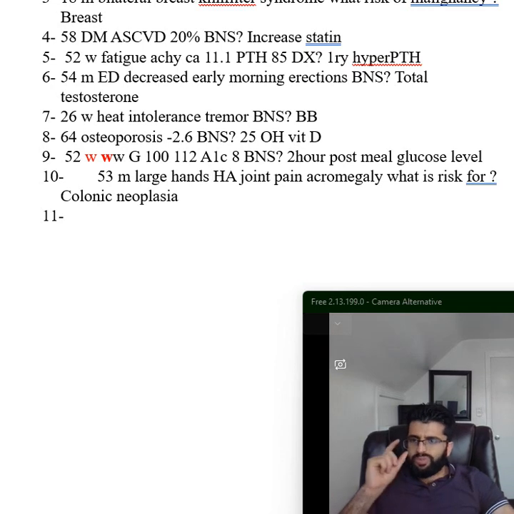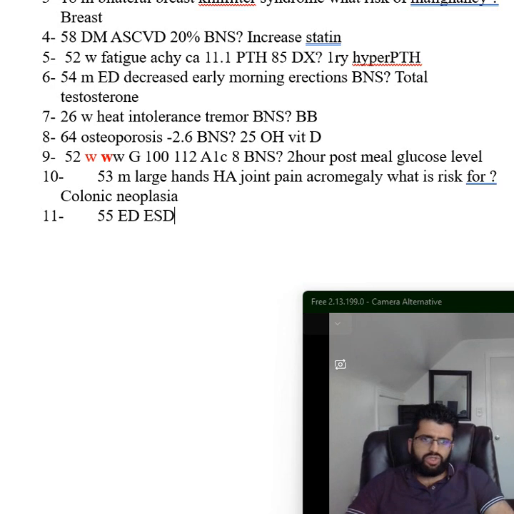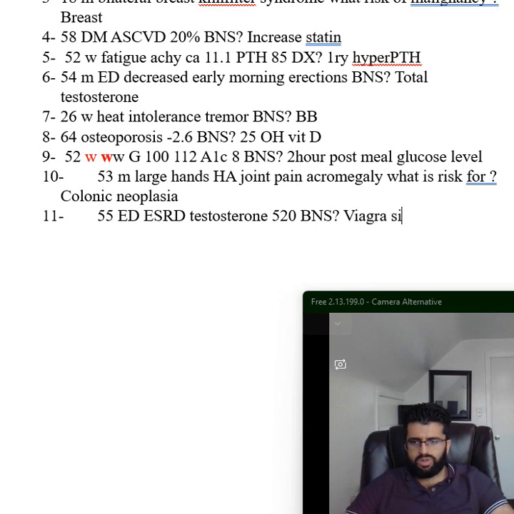So now you have someone that came in, 55-year-old, came in because of erectile dysfunction. And they usually give you a reason why that is. You check, maybe they have end-stage renal disease. Okay, so you check testosterone. It's 520. Testosterone is good. So what would you do? This patient, you prescribe Viagra or sildenafil. Okay, would be helpful. Sildenafil would be a good option. Okay.